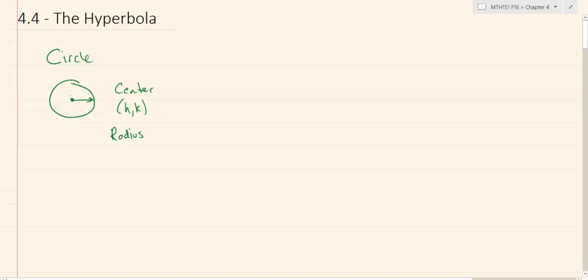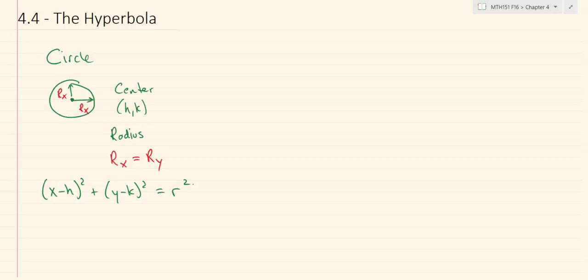We sort of talked about the radius being in the x direction and the y direction. So we had an r sub x and an r sub y, and we said that the radius r sub x was equal to r sub y. And that was a circle. And the equation of the circle we obtained was this: (x minus h) squared plus (y minus k) squared equals r squared.